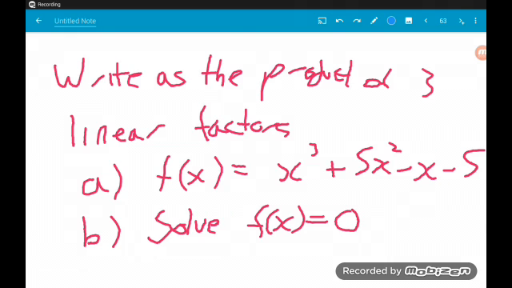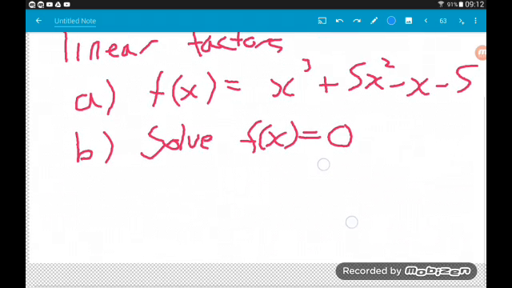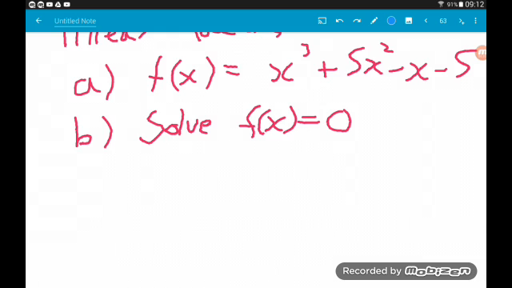Okay, example 2, so we want to do the same job, right, as the product of three linear factors. f of x is x cubed plus 5x squared minus x minus 5. And then for part B we want to solve f of x equal to 0. So, again, we know we're looking for three linear factors. We can just use the factor theorem. So again, start off with the most simple thing to substitute in.